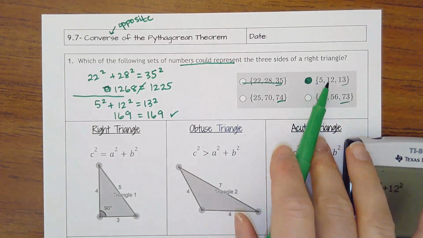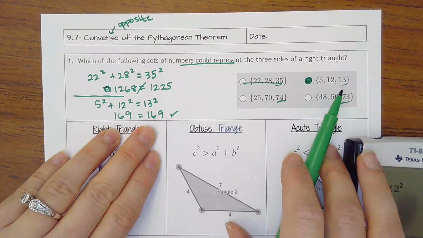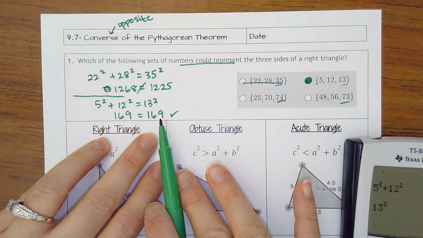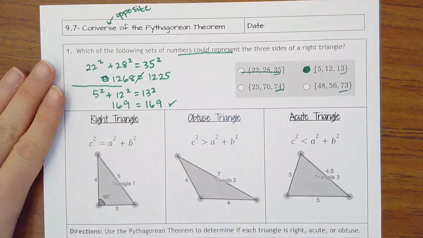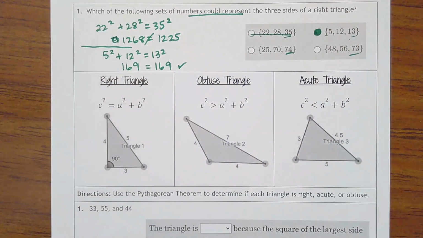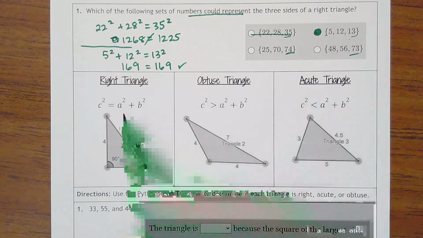I tried the 5, 12, 13 one, squaring 5 and 12 and adding that together gets 169. 13 squared is also 169, so I get a true statement that the legs squared did equal the hypotenuse squared. So that's just regular Pythagorean theorem. But now what else it tells us besides that is if the triangle is obtuse or acute.